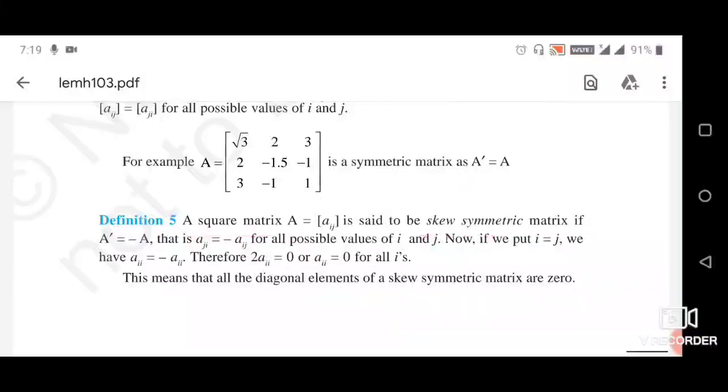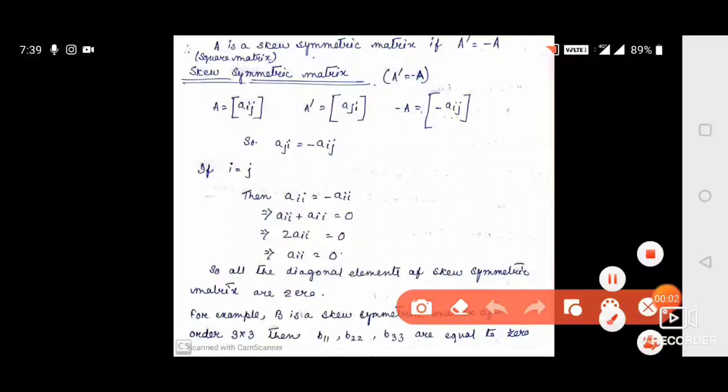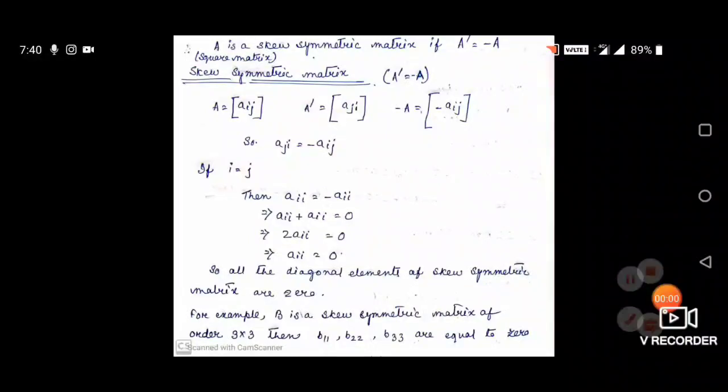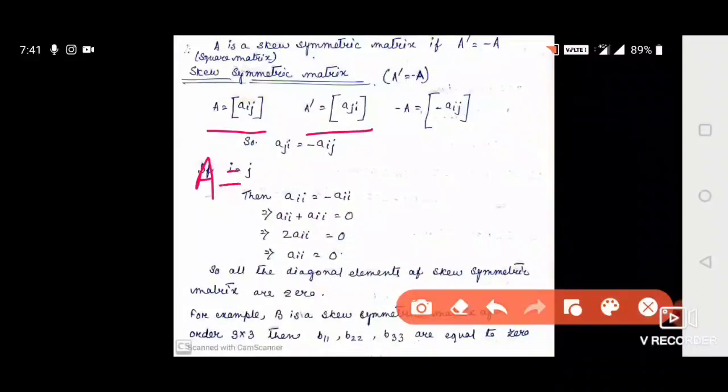So let us read definition 5. A square matrix A is said to be a skew symmetric matrix if A transpose is equal to minus A. Here we have written A is equal to the matrix within brackets a_ij and A transpose is equal to the matrix a_ji. So let us take an example. Suppose A is a matrix of order 2 by 2.